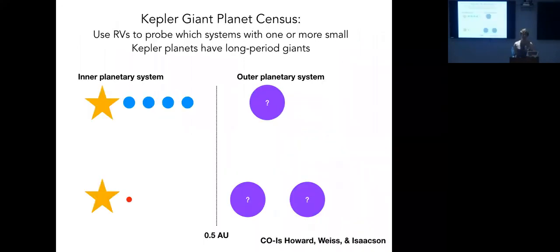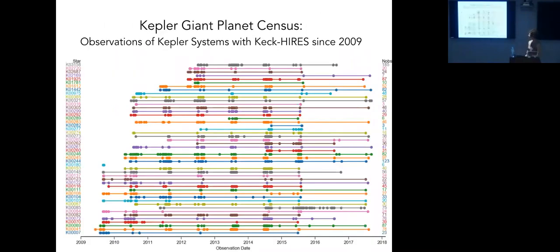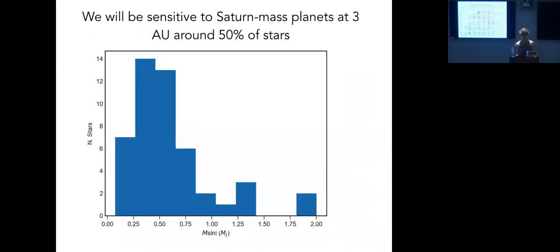So what I'm doing is using radial velocities to probe which systems that have one or more small transiting planets have long period giants. So these are some of the systems that we're following. The stellar names are given here, and the dates of our observations are on the x-axis, and the number of observations are here. This is 48 stars, many of which have baselines going back to 2009. And with this survey, we will be sensitive to Saturn mass planets at 3 AU for 50% of our stars.